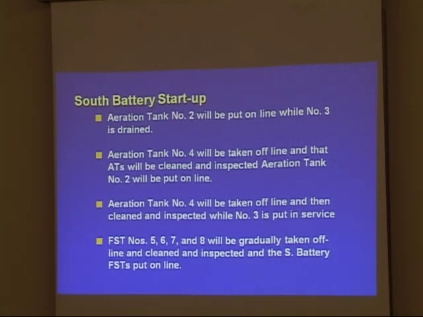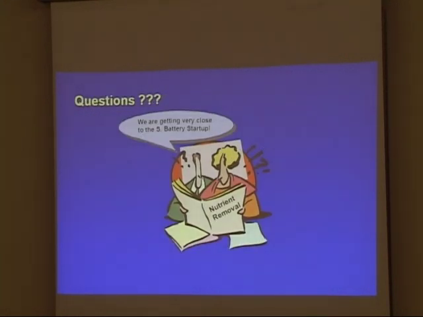Final settling tanks 5, 6, 7, and 8 will be gradually taken offline, cleaned and inspected, while the south battery final settling tanks are put online. At one point we're talking about even having all 8 final settling tanks online for a short period of time this summer or fall; you will see that. And we'll eventually operate 3 trains, a train being 1 aeration tank and 2 final settling tanks. But what we're trying to do is inspect the entire north side before winter.